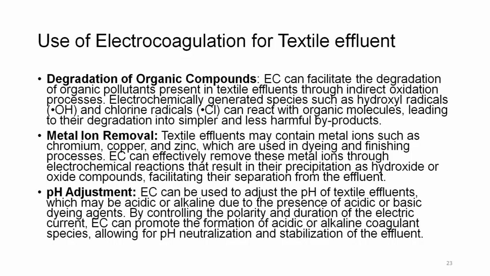pH adjustment. EC can be used to adjust the pH of the textile effluent, which may be acidic or alkaline due to the presence of acidic or basic dyeing agents. By controlling the polarity and duration of the electric current, EC can promote the formation of acidic and alkaline coagulating species, allowing for pH neutralization and stabilization of the effluent. So, even pH adjustments can be done through electrocoagulation.